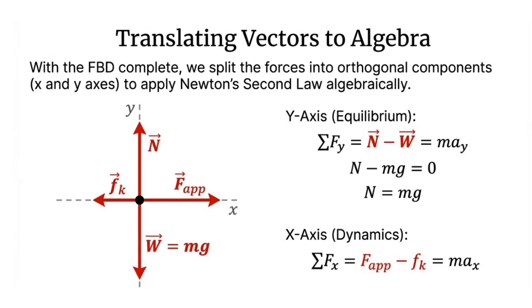Now that we have the free body diagram set up, the next step is to break down the forces into their x and y components so we can use Newton's second law in algebraic form. Along the y-axis, we look at equilibrium where the normal force balances the weight, so the net force is 0 and the normal force equals mg. On the x-axis, we consider the dynamic forces, where the applied force pushes forward and the kinetic friction opposes it. The net force here equals mass times acceleration along x, which is the difference between the applied force and friction. This setup allows us to solve for acceleration or forces systematically.